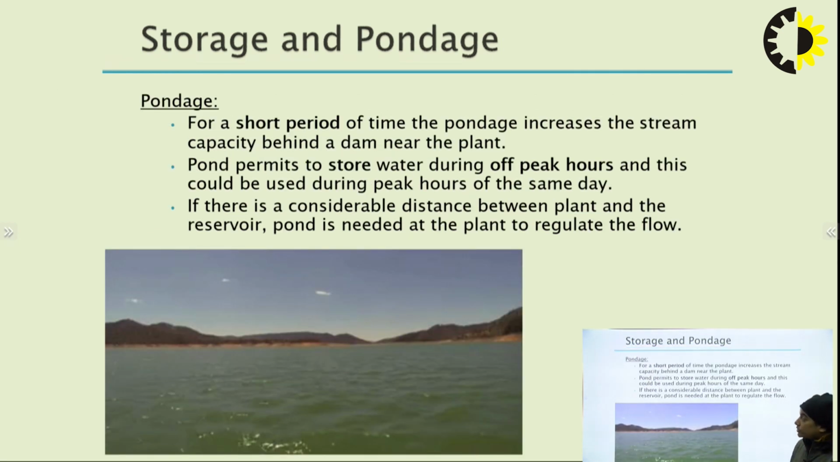So this is the pondage. For a short period of time, the pondage increases the stream capacity behind the dam near the plant. Okay, so behind the dam there is pondage also. Suppose in the rainy season water is more, so we can store the water in the pondage. And that water stored in the pondage can be used when there is less water in the dam.